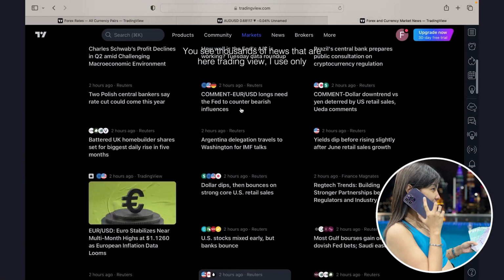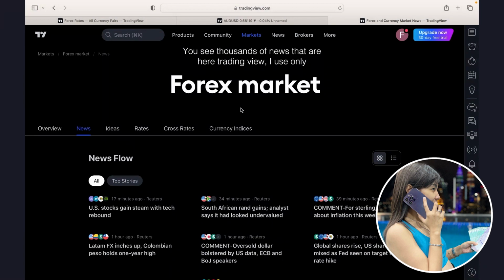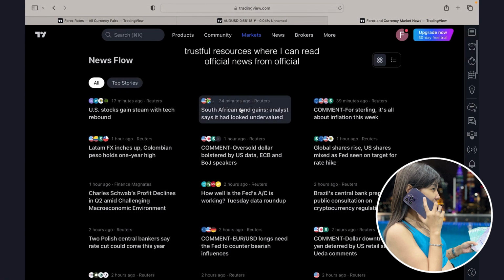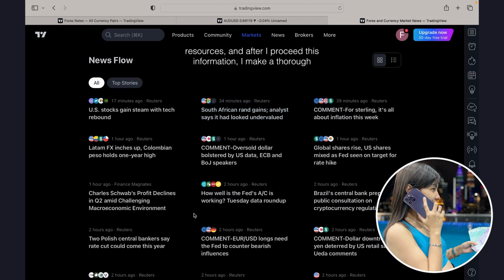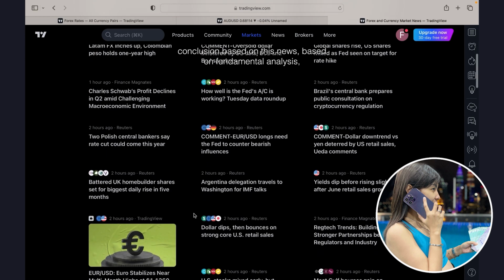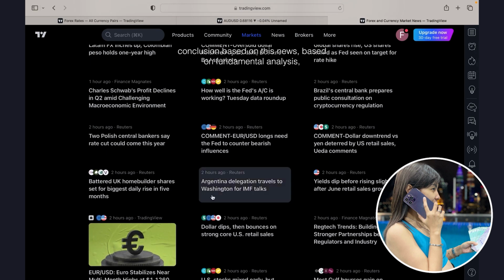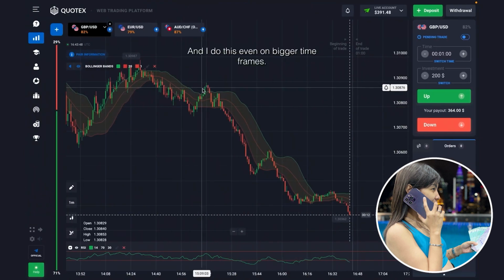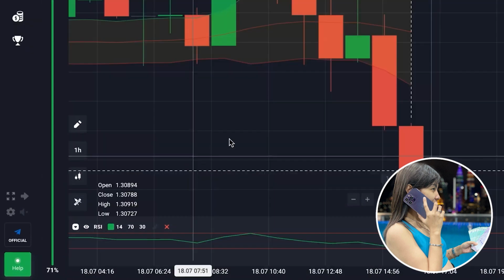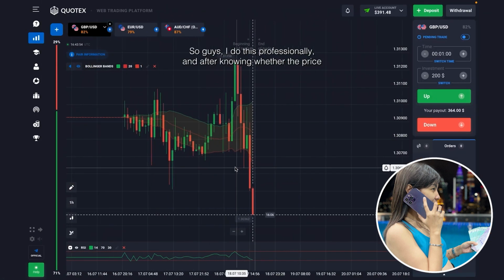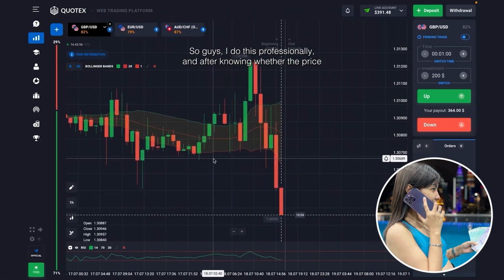So you see thousands of news that are here at TradingView, and I use only trustful resources where I can read official news from official resources. After I process this information, I make a thorough conclusion based on this news, based on fundamental analysis, on whether the price could go up or down, and I do this even on bigger time frames.